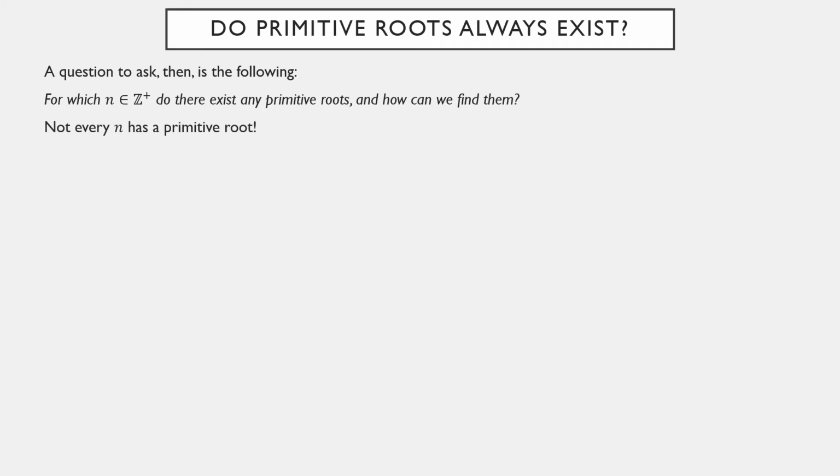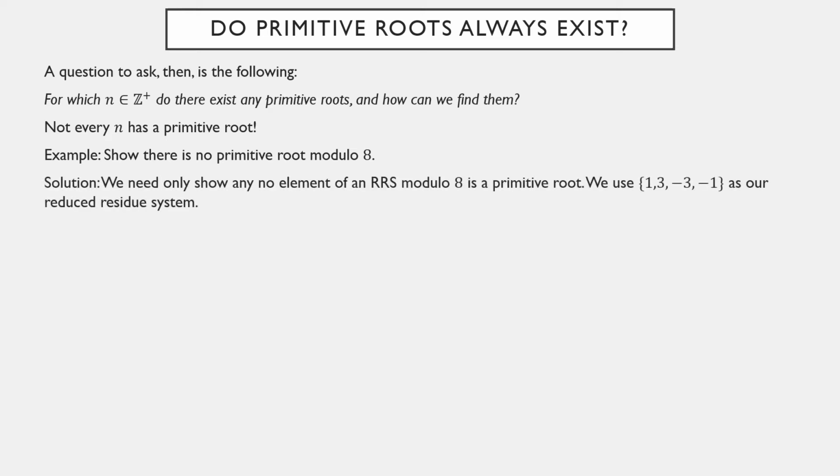Not every number n has a primitive root. So for example, let's show there isn't a primitive root mod 8. All we need to do is show that no element of a reduced residue system mod 8 is a primitive root. So instead of the standard reduced residue system 1, 3, 5, 7, I'm going to replace 5 with negative 3. They are equivalent mod 8, and I'm replacing 7 with negative 1.